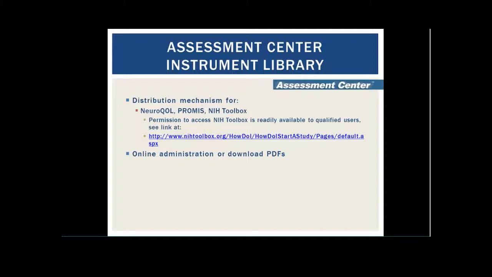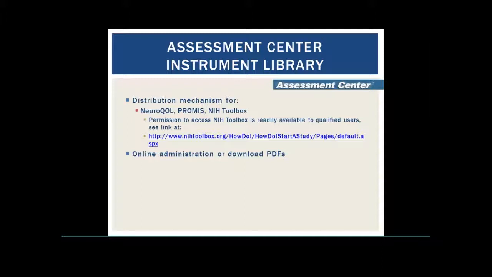Assessment Center holds an instrument library. It's a distribution mechanism for PROMIS, Neuro-QoL, and Toolbox. For Toolbox, you first need to ask permission to use Toolbox measures. Right here on this slide, there is a URL on where to ask for this permission. You could also go to just nihtoolbox.org, and through the How Do I menu, you can find how to request access to the NIH Toolbox.